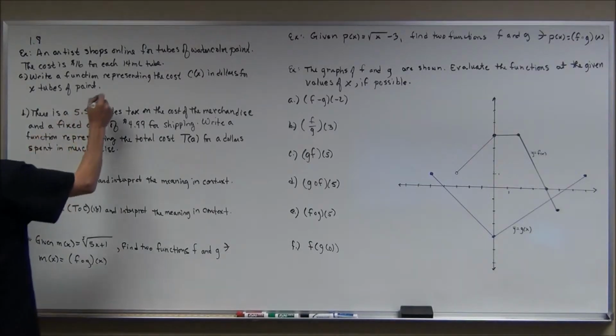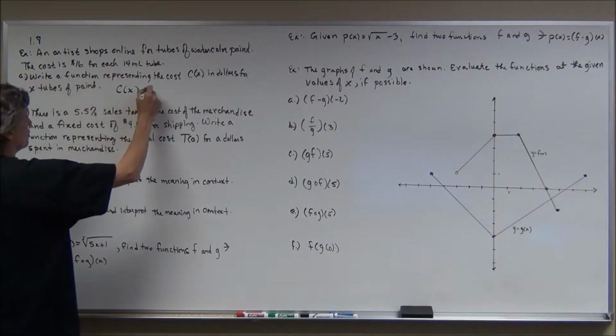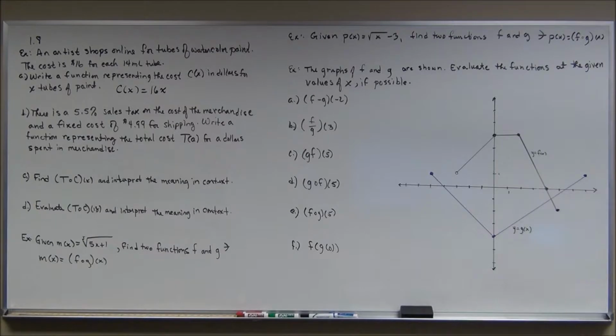Well, we've done cost functions before. C of x would equal, at $16 a tube and x tubes, 16x. That's pretty straightforward. Then it says there's a 5.5% sales tax on the cost of the merchandise and a fixed cost of $4.99 for shipping. Write a function representing the total cost T of A for $A spent in merchandise.